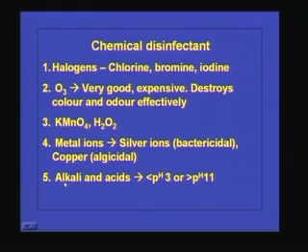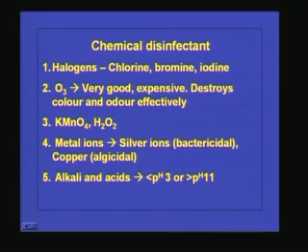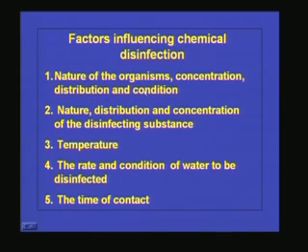Then another method is using alkali and acids, because you know that microorganisms are able to survive only under a particular pH range. If you reduce the pH to less than 3, or increase the pH above 11, what will happen? The environment will not be conducive for the growth of microorganisms. So, this we can use for disinfection purposes. That means, if you decrease the pH to less than 3 by adding some strong acid, or increase the pH by adding some strong alkali, the water will be free of microorganisms.